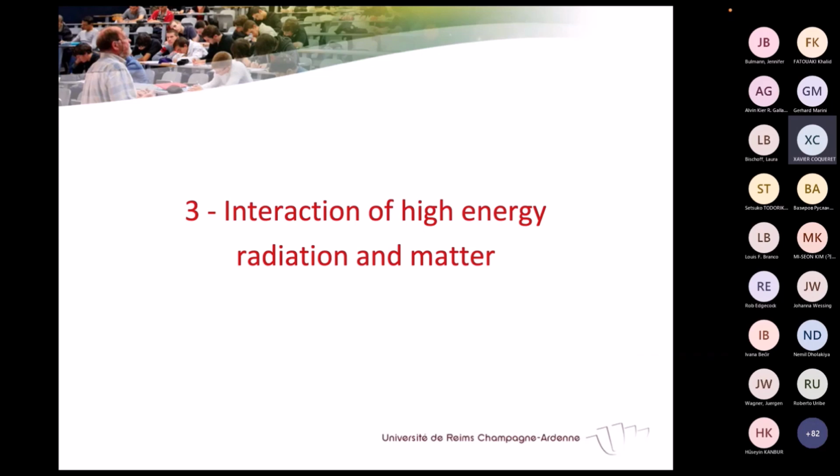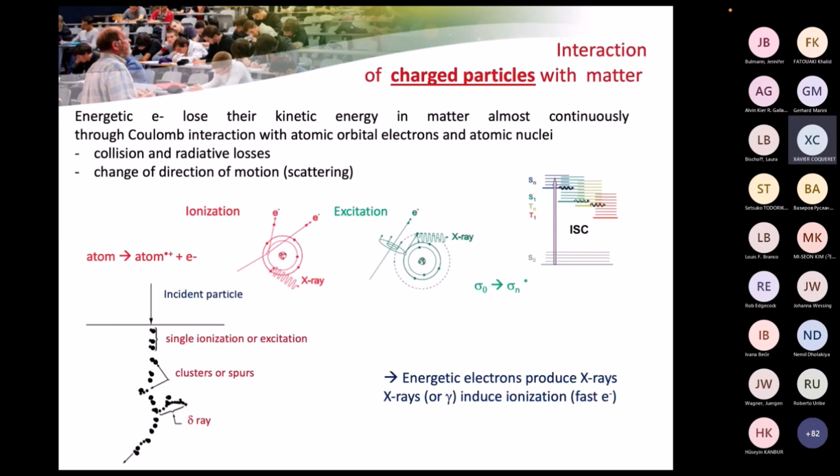So, interaction of high energy radiation and matter. We will first take the example of charged particles like energetic electrons from an electron beam, which will interact with matter by losing their kinetic energy in almost a continuous way through Coulomb interaction with the atomic orbital electrons and atomic nuclei. This takes place through collision and radiative losses, and also by scattering. This means with the change of direction of motion of the incident particle.